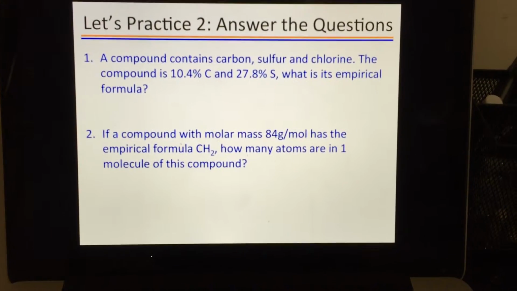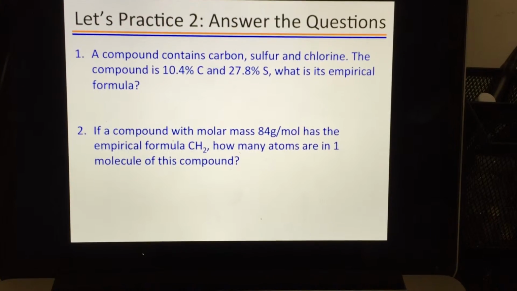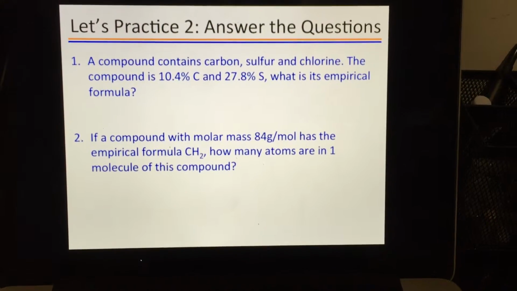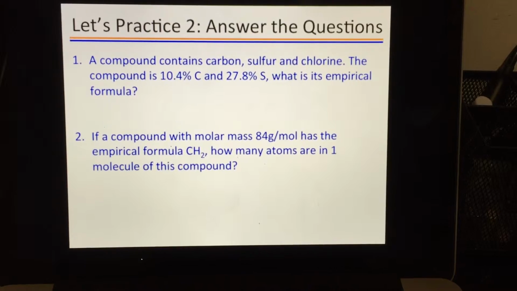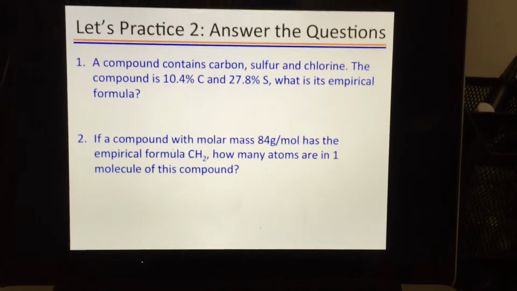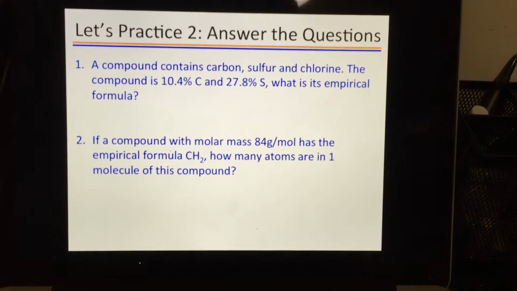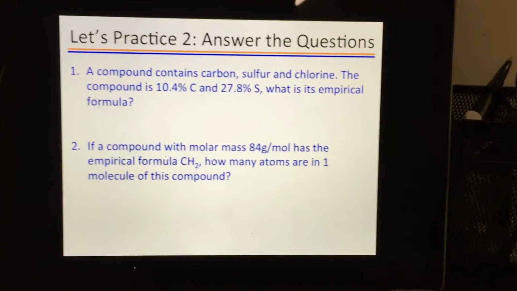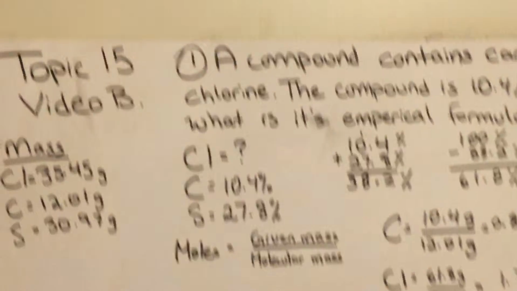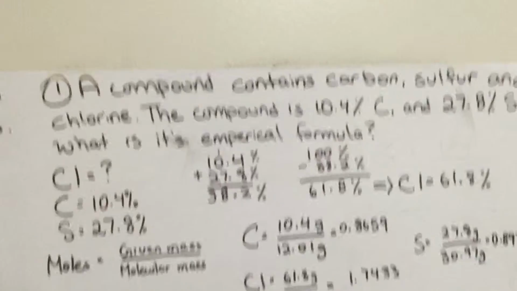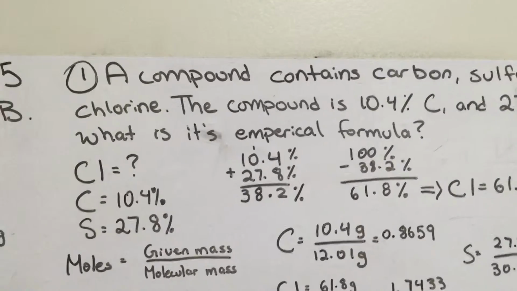Let's practice two different questions about finding empirical and molecular formula. These are the two questions. Let's begin with question number 1. We have a compound containing carbon, sulfur, and chlorine.